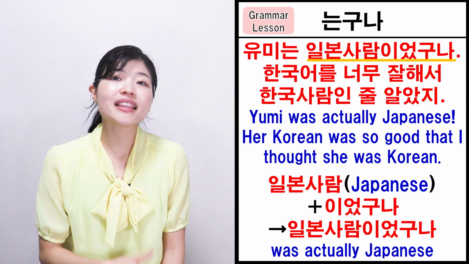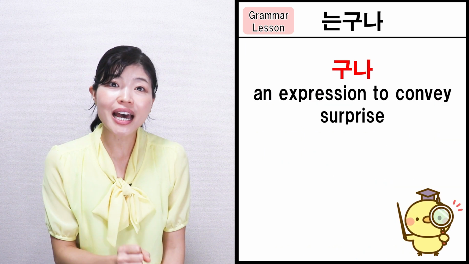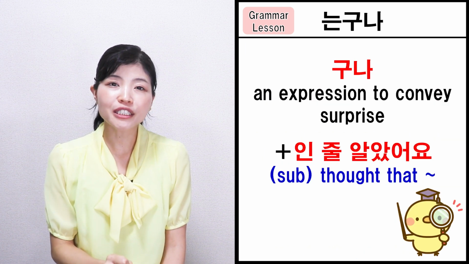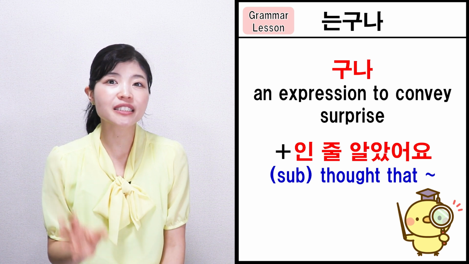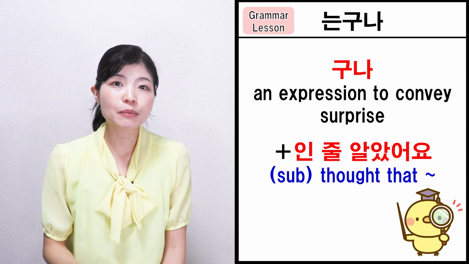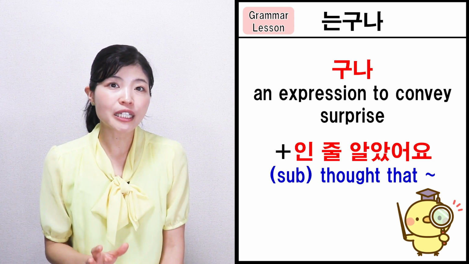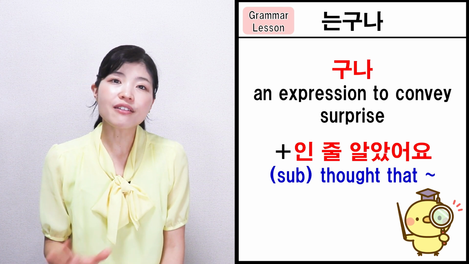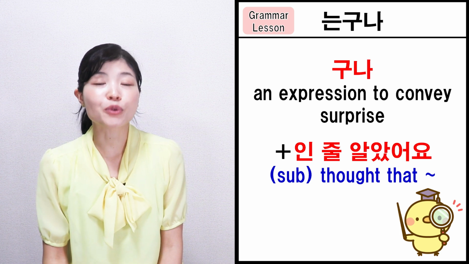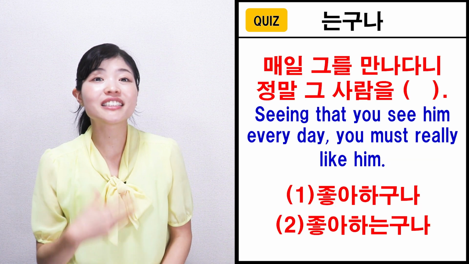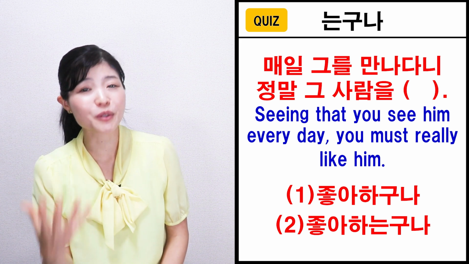This sentence conveys the surprise of a speaker who never thought that Yumi was Japanese. As you can see in this sample sentence, 구나 is an expression to convey surprise. So an expression 인 줄 알았어요, subject thought that, often comes after that sentence. It means that the subject misunderstood and therefore he or she was surprised. Quiz! Now let's see what the speaker is surprised at by taking some quizzes.